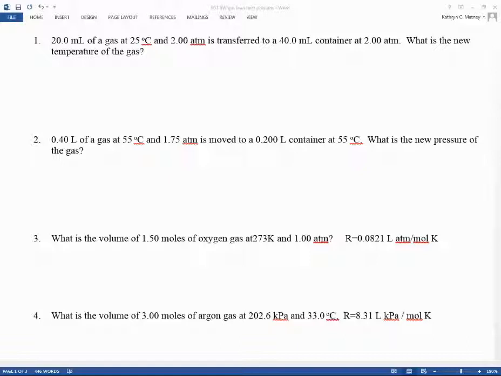All right, question 3 says, what is the volume of 1.5 moles at 273 K and 1 atmosphere of pressure, and I'm given a value of R? Now, this time, I know it's not combined.